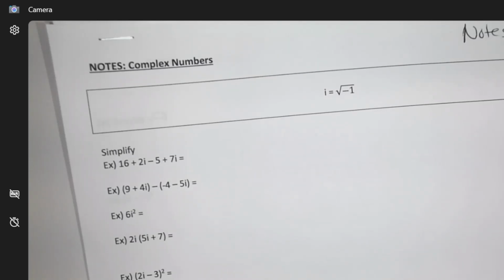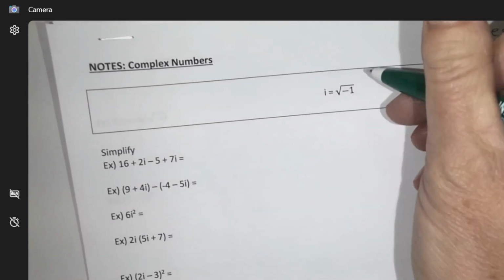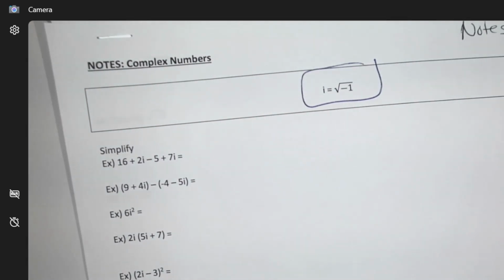Okay, so here's the gist of this first lesson. Everything is based off of this. The number i, which is called an imaginary number, is the square root of -1. Okay, because that doesn't exist in real life, so it's called an imaginary number. So yep, we're doing math with imaginary numbers.